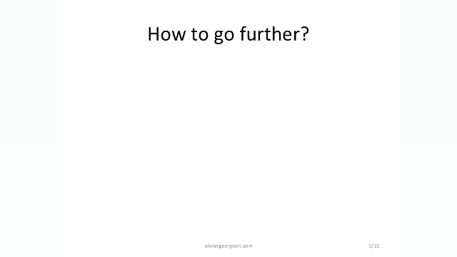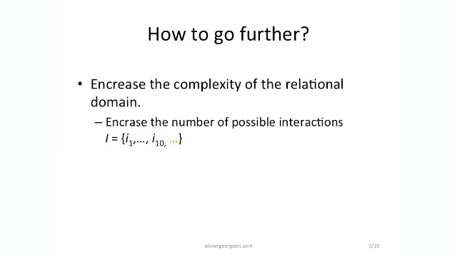Yes, increase the number of possible interactions. So currently we have only 10 possibilities of interactions, and we could increase this number. So that's something I was expecting you to say. So increase the complexity of the relational domain. So far we have only those 10 interactions, and what happens if we increase this set of possibilities of interactions? How will the agent deal with this increased relational domain?